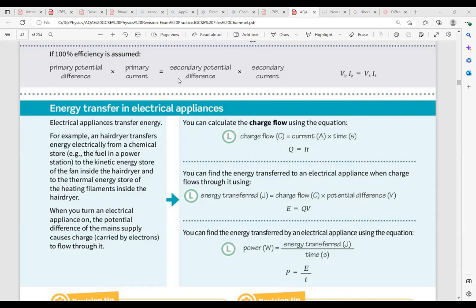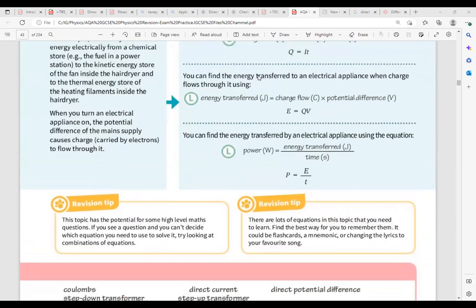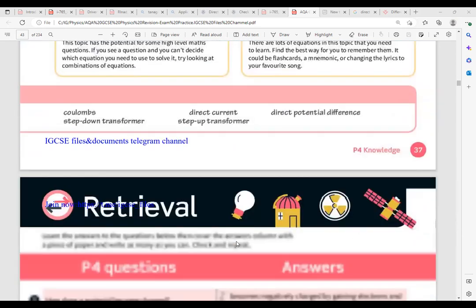Guys, don't confuse the physical quantity and the unit. Current is a physical quantity. The unit of current is ampere. Time is a physical quantity. The unit of time is second. Charge flow is a physical quantity. The unit of charge is coulomb, which is C. So coulomb is the unit of charge flow through a wire. Direct current, direct potential difference, step up transformer, step down transformer. I think you know all of these definitions.